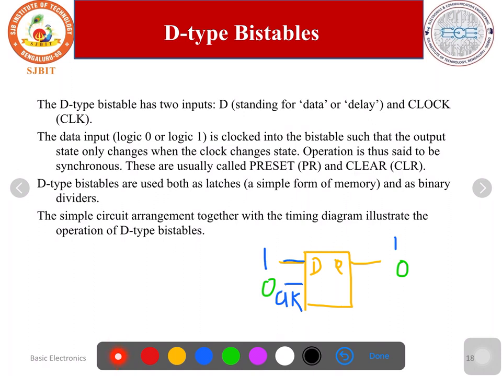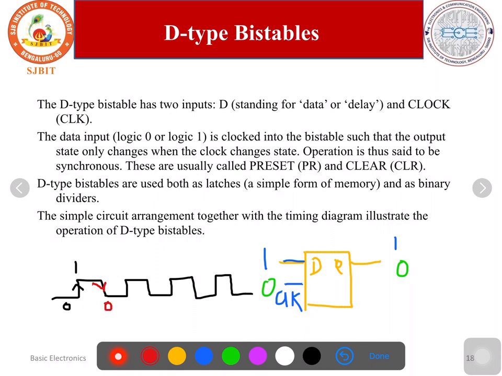How does the clock look? This is the train of clock pulses. Here we have considered that this D-type bistable changes the output during the rising edge of the clock pulse. Whenever the clock pulse changes from 0 to 1, it is called the rising edge. This is called a falling edge, where the clock pulse falls from 1 to 0.